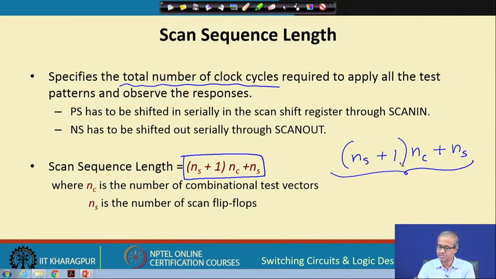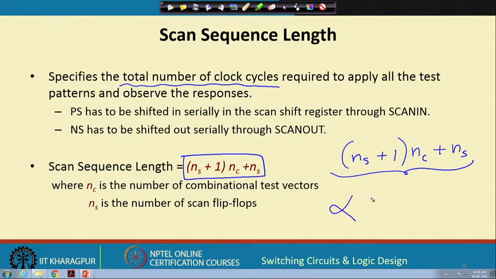So, this is one drawback of this design for testability technique, that the number of clock cycles required here will be roughly proportional to the number of flip flops multiplied by the number of test vectors. This is something you have to remember, that your testing time is increasing, but you are able to get complete controllability and observability of the flip flops. That is the biggest advantage you gain out of this technique.